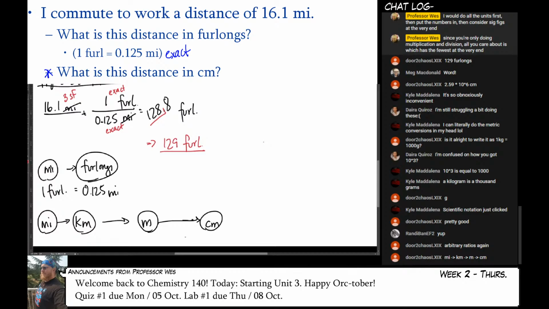What's another one that we could do? We could have done miles to feet, to inches, to centimeters. That would work too. All that matters is that wherever you start and wherever you end, you have a path to it. And along the path, you have conversions that are correct.